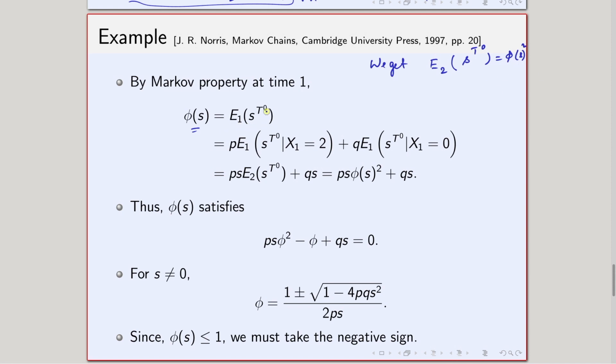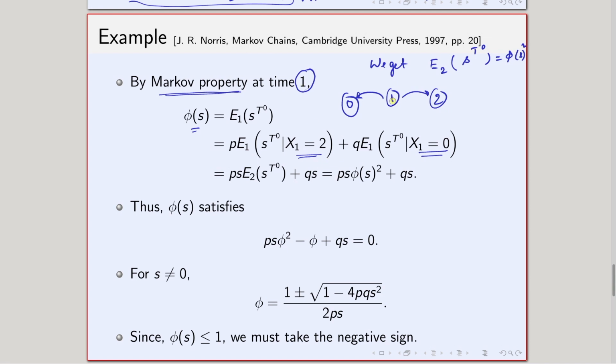Now look into phi s from a different perspective. By definition, phi s is that. Now what I am doing is using the Markov property, not the strong Markov property, just the Markov property, because the time is fixed now. I am starting from 1, and from 1 I can either go to 2 or go to 0 in one step. So I am conditioning with respect to the first transition at time 1.